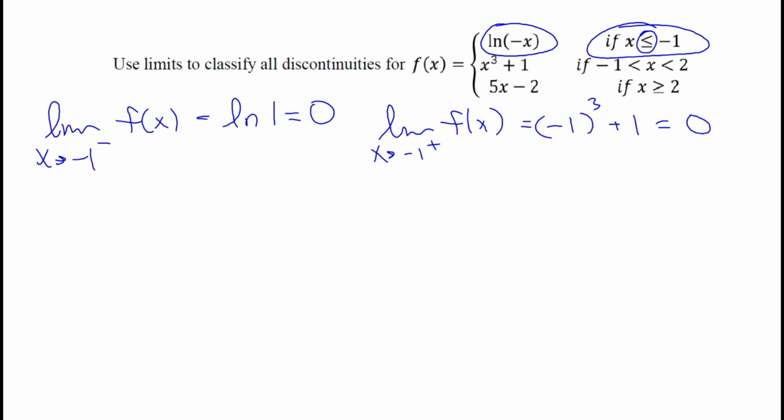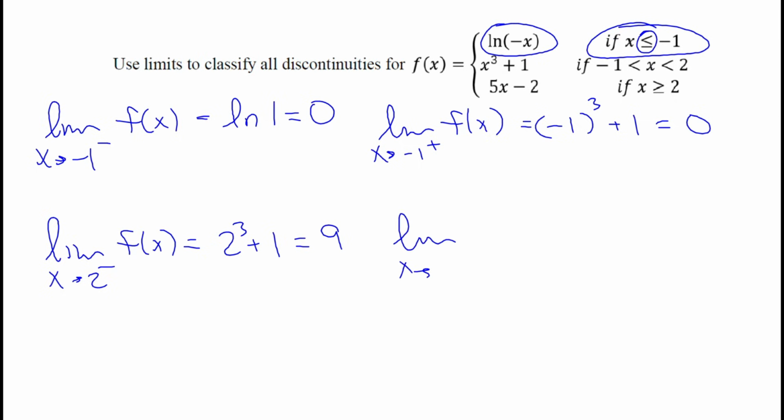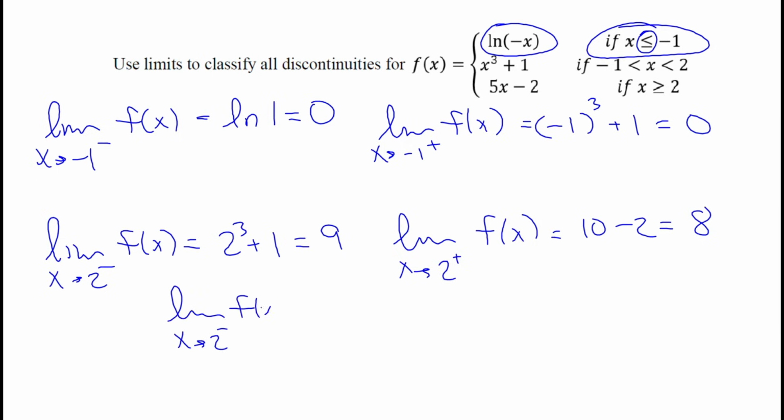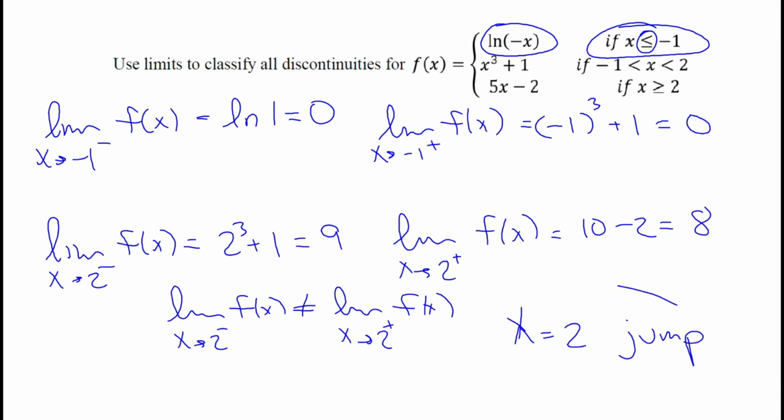Then we'll do the limit as x approaches 2 from the left of f of x, which will be 2 cubed plus 1, which is 9. And we'll do the limit as x approaches 2 from the right of f of x, which is 5 times 2, 10, minus 2, which is 8. Well, since the limit as x approaches 2 from the left does not equal the limit as x approaches 2 from the right, x equals 2 is a jump discontinuity.